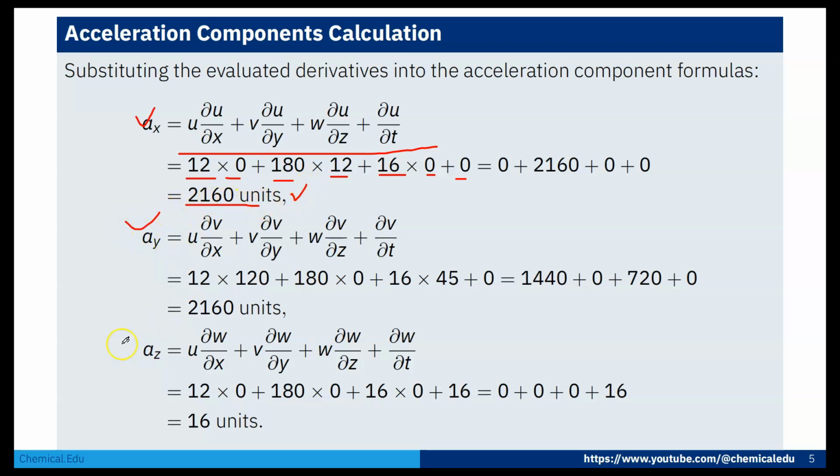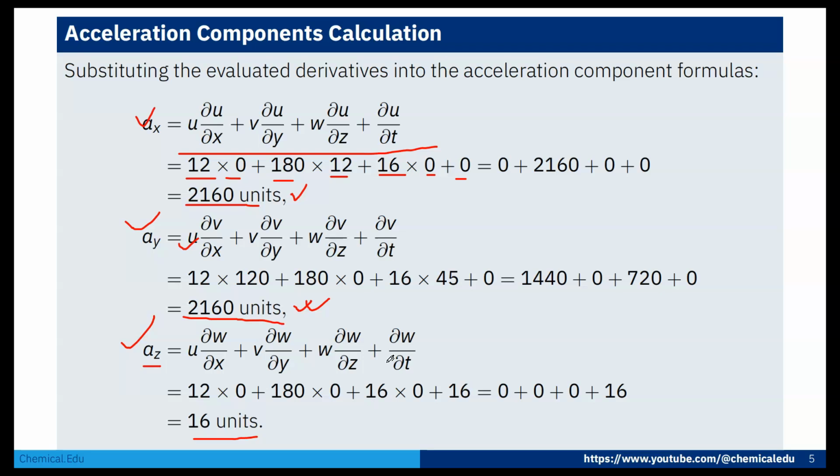Similarly ay and az. ay will be 2160 units. We plug in u del v by del x, v del v by del y, w del v by del z, plus del v by del t. So we'll get the acceleration in the y component as 2160, and the acceleration in the z component, we plug in all these values, we'll get 16. So the x direction acceleration is 2160 units, the y direction acceleration is 2160 units, the same, and az is 16 units.